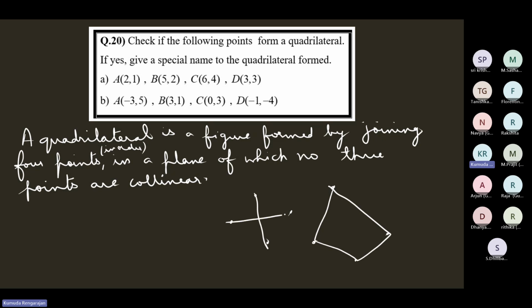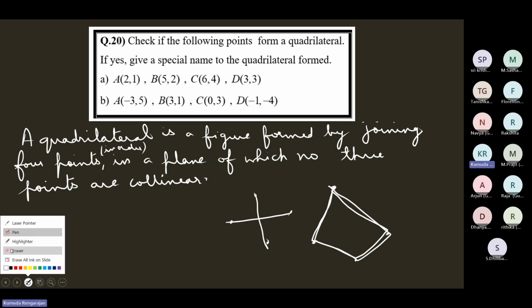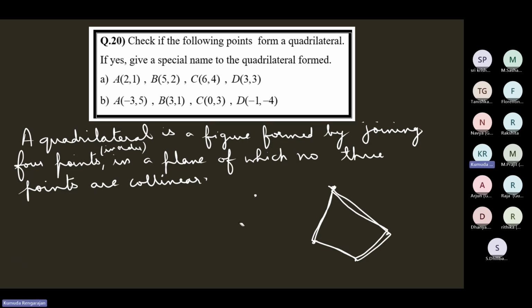You can't say, see, I connected, I'm not getting a quadrilateral. You should not lift your hand while connecting. So if you start here, you should not lift your hand. Now you're done. So a quadrilateral is a figure formed by joining 4 points in order. That order is very important. By joining 4 points in a plane of which no 3 points are collinear. So this is how we check if 4 points can form a quadrilateral or not.